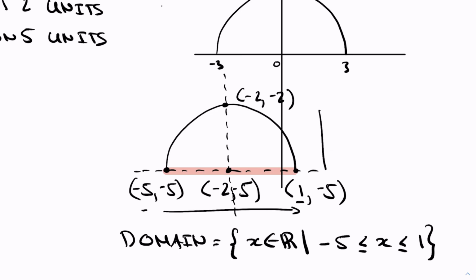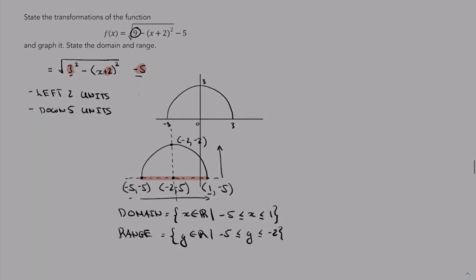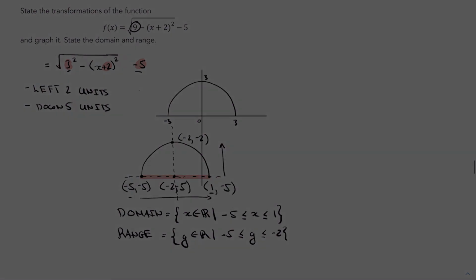On the y-axis, it's going to go from -5, so the range is going to be, let's use the variable y, all y values greater than or equal to -5 and less than or equal to the value of -2. So there's our domain and range for our semicircle function.